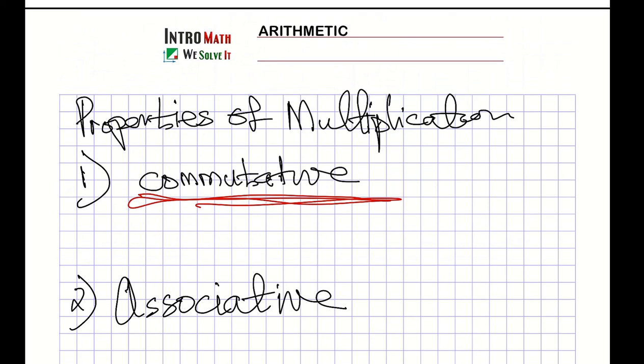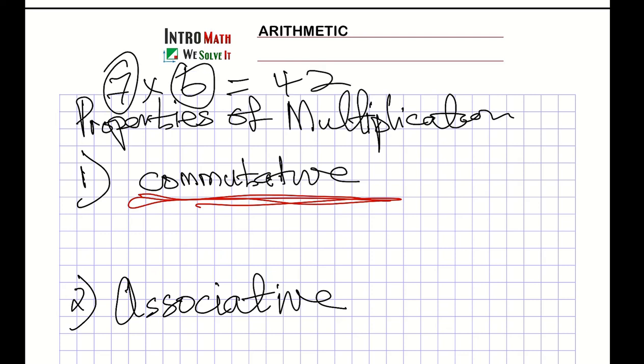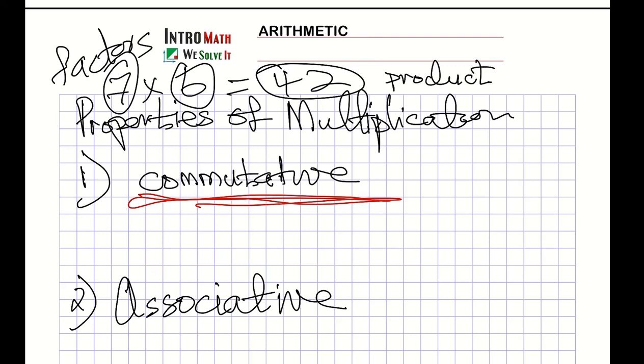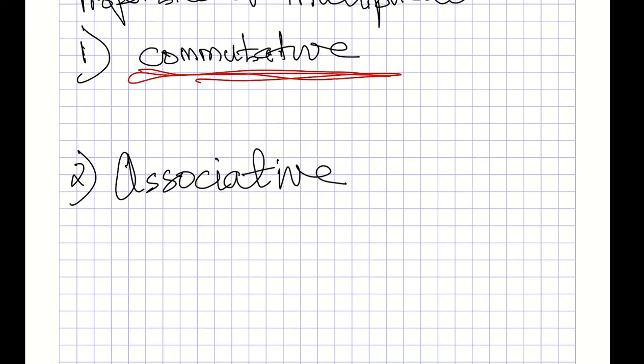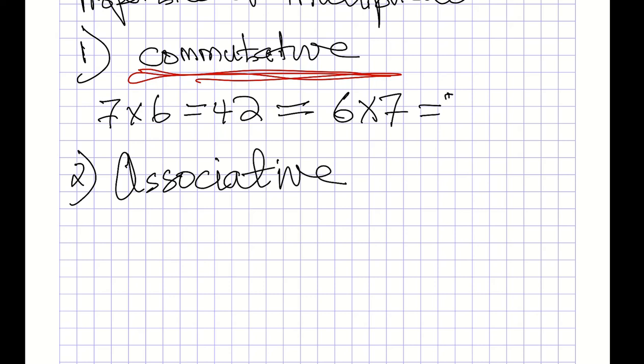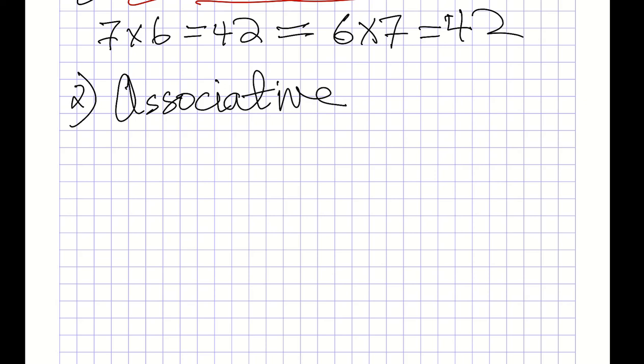By the way, if you multiply 7 times 6 equals 42, these 7 and 6 are called factors. And then 42, the result, is called the product of a multiplication. Let's say I do this again, 7 times 6. We know it's 42. We can write that as 6 times 7. It doesn't matter. If you write 6 times 7, you still get 42. So that's what that means. Multiplication is commutative.